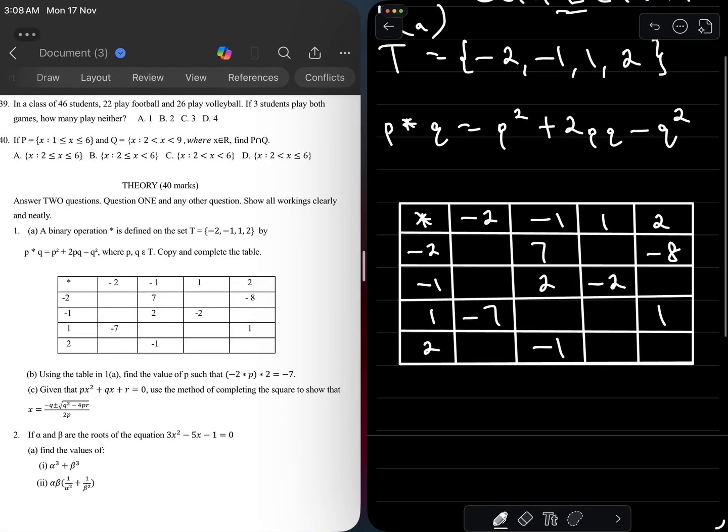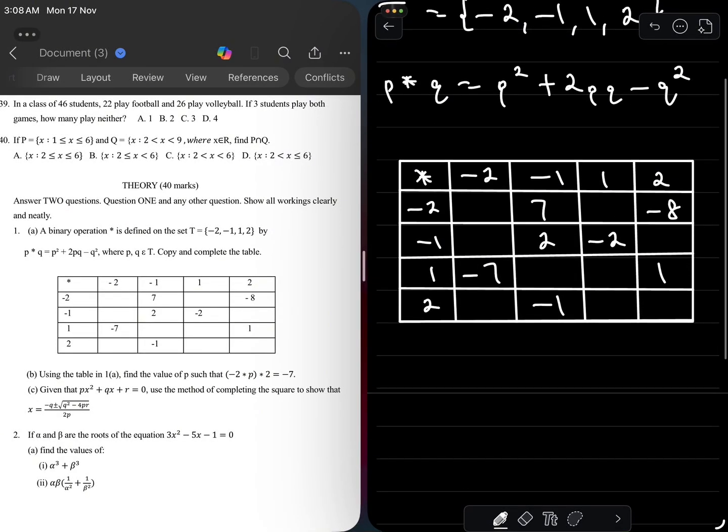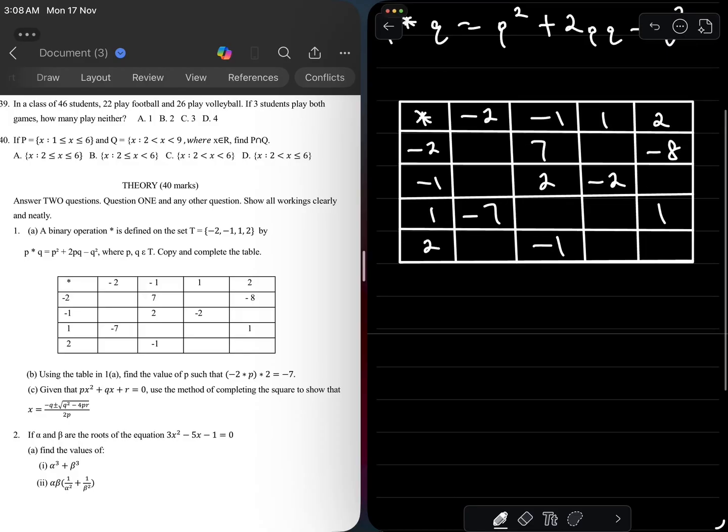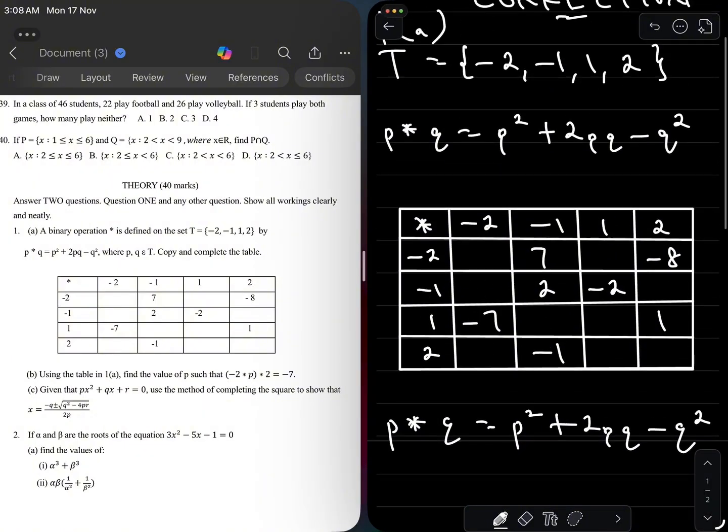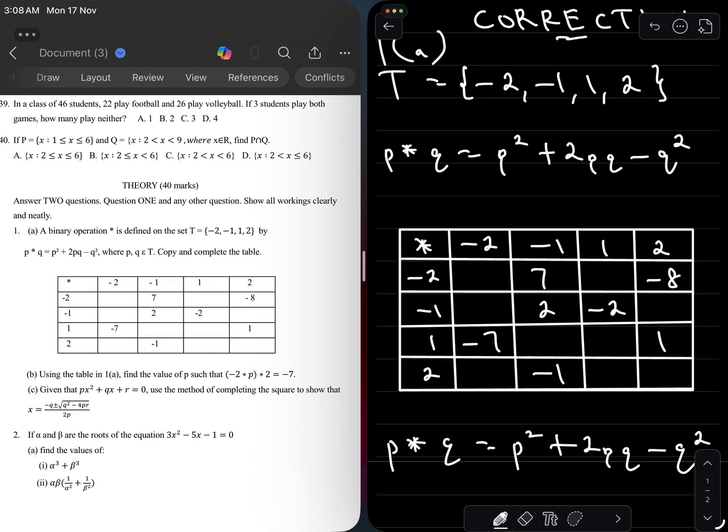Now, number one, complete the table below. The binary operation P asterisk Q is defined by P asterisk Q is equal to P squared plus 2PQ minus Q squared. That means, and it's defined on this set. The elements of this set, these are the elements of the set T.